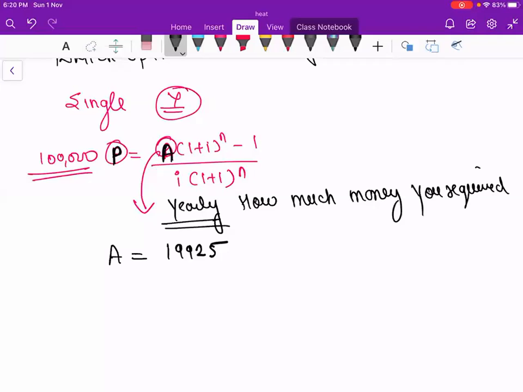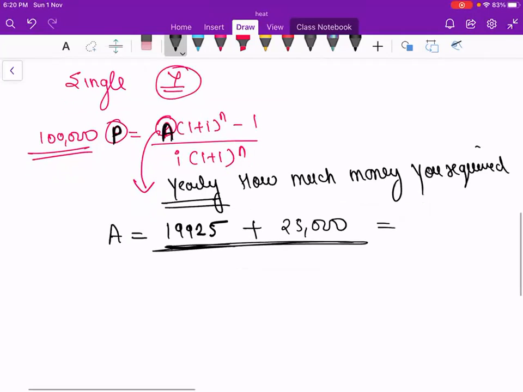Students are writing 19925. It means yearly you need this much amount, plus how much steam you need for the single effect? 25,000. It means for running that evaporator yearly, you will require this much amount of money. Similarly, you calculate for the double. What will be the value of A?